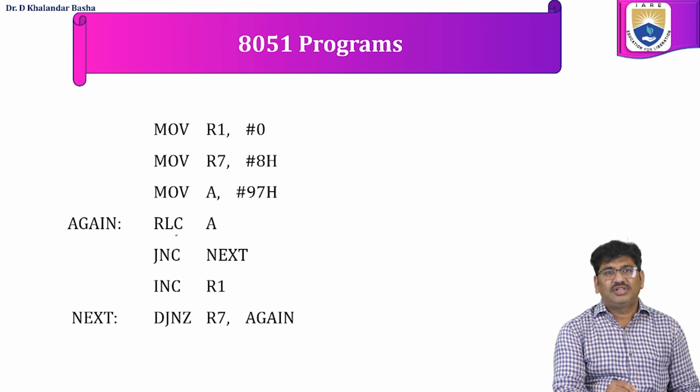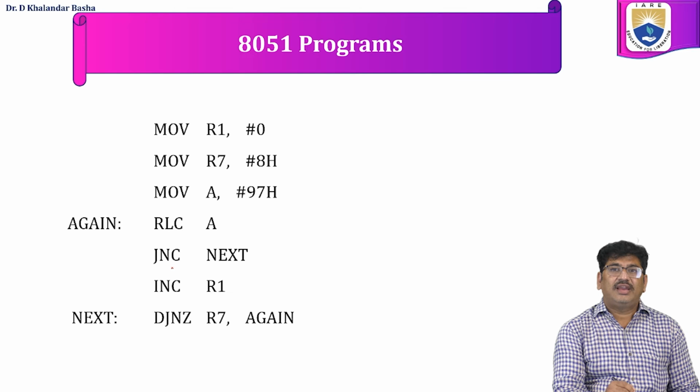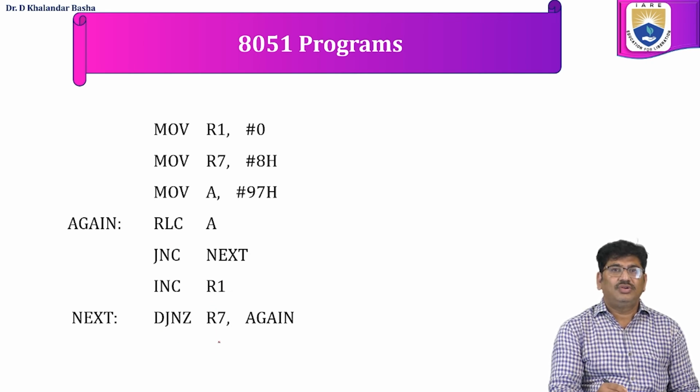Rotate the contents towards the left side of the accumulator. Then we check whether the carry flag is set. If the carry flag is set, then we increment the count, which is R1. If no carry is there, we directly go for the next iteration by checking whether R7 is 0 or not. For every iteration, the R7 contents will be decremented. After that, we check whether R7 is 0 or non-zero. If it is non-zero, go to the label again. So this flow will be iterated until the count in R7 is equal to 0.